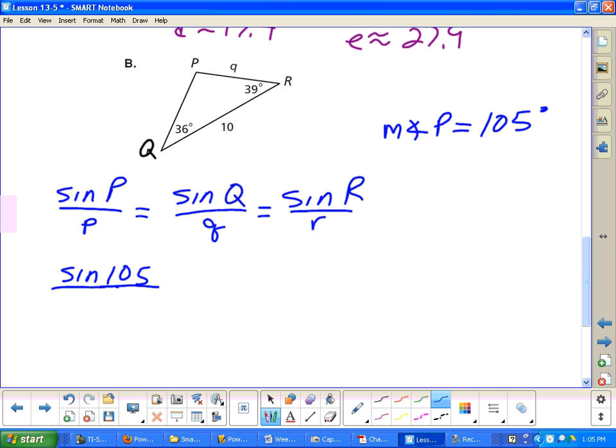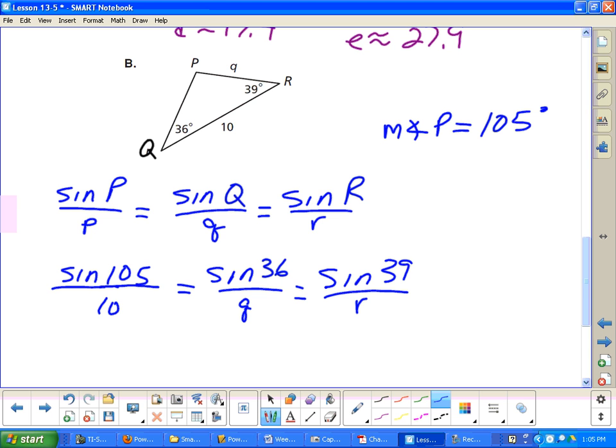So sine of 105 over 10 equals the sine of 36 over Q equals the sine of 39 over R. And some of you people that like to use capital letters all the time, all right, you can't do that here. Because if you write down that capital B equals 10.5 meters, that would be wrong. Because if it's a capital B, it's got to be an angle.